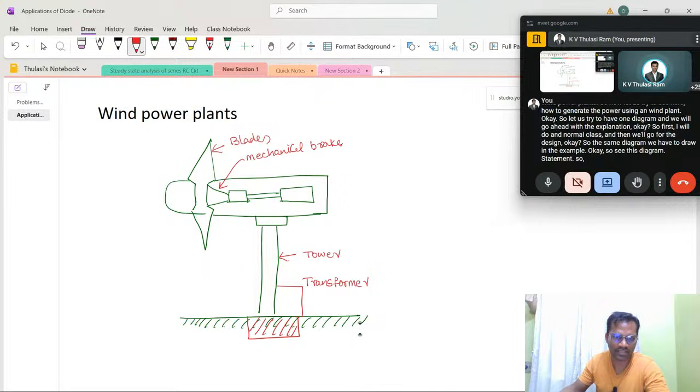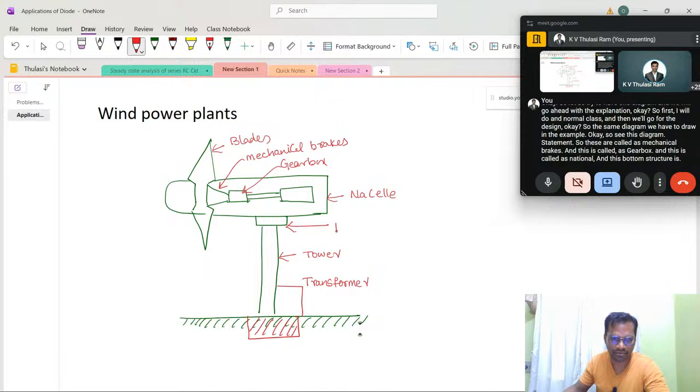So these are called mechanical brakes, and this is called the gearbox, and this is called the nacelle, and this bottom structure is called the pivoting system. Okay.